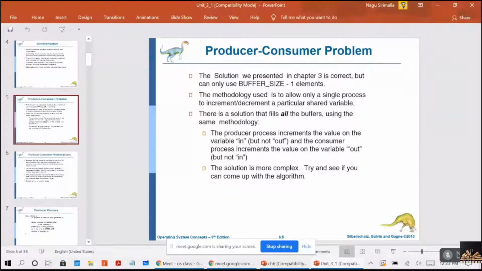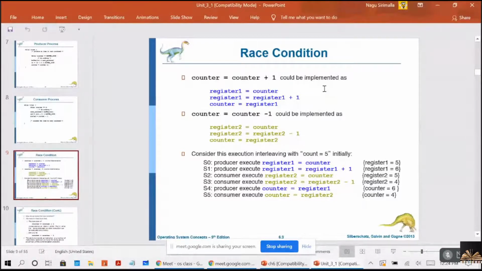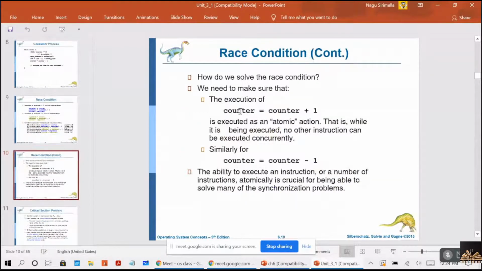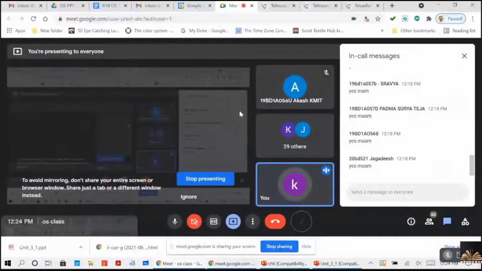Because the producer and consumer instructions are not getting executed in order. They should follow the atomic property and be completely executed. So count equals count plus 1 has to be executed completely before the other process uses that count variable. We are going to solve this race condition problem by making the action an atomic action. Up to this it is clear, no? Yes or no, guys? Can I proceed?